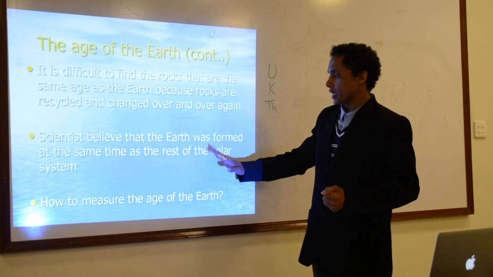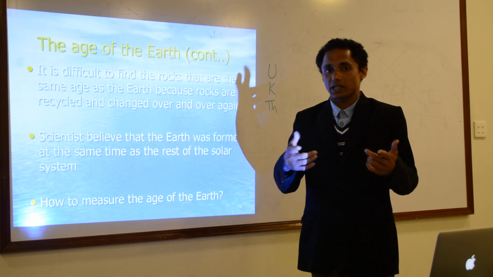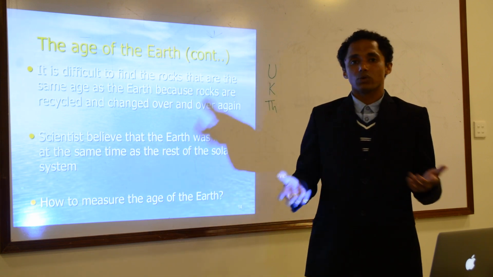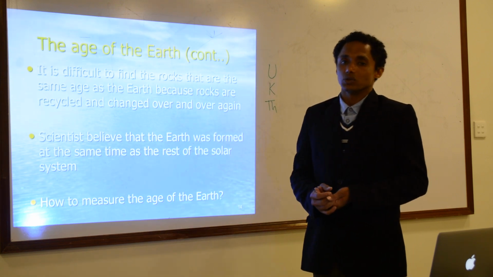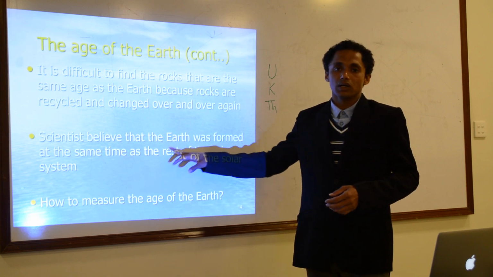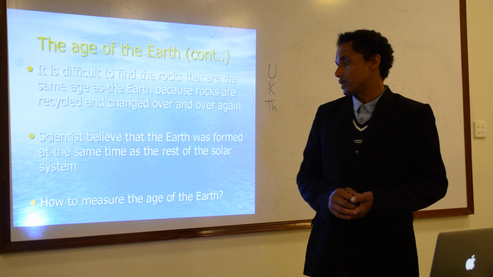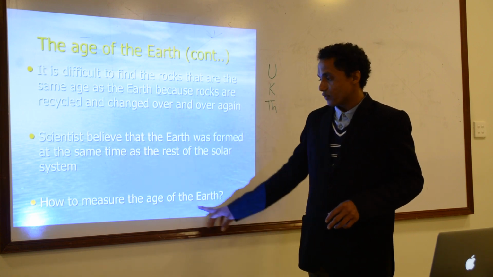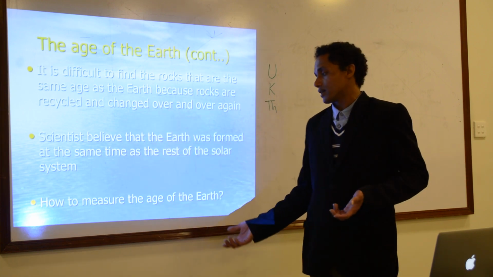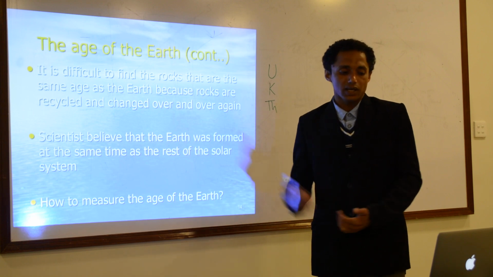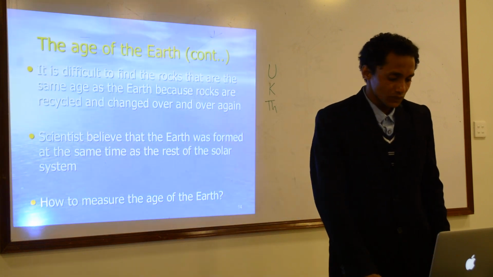And scientists believe that the earth was formed at the same time as the rest of the solar system was developed, right? So when the solar system was formed, the earth was also formed at the same time. So now the final question is how to measure this, how to measure the age of the earth. Let's take a look at this.